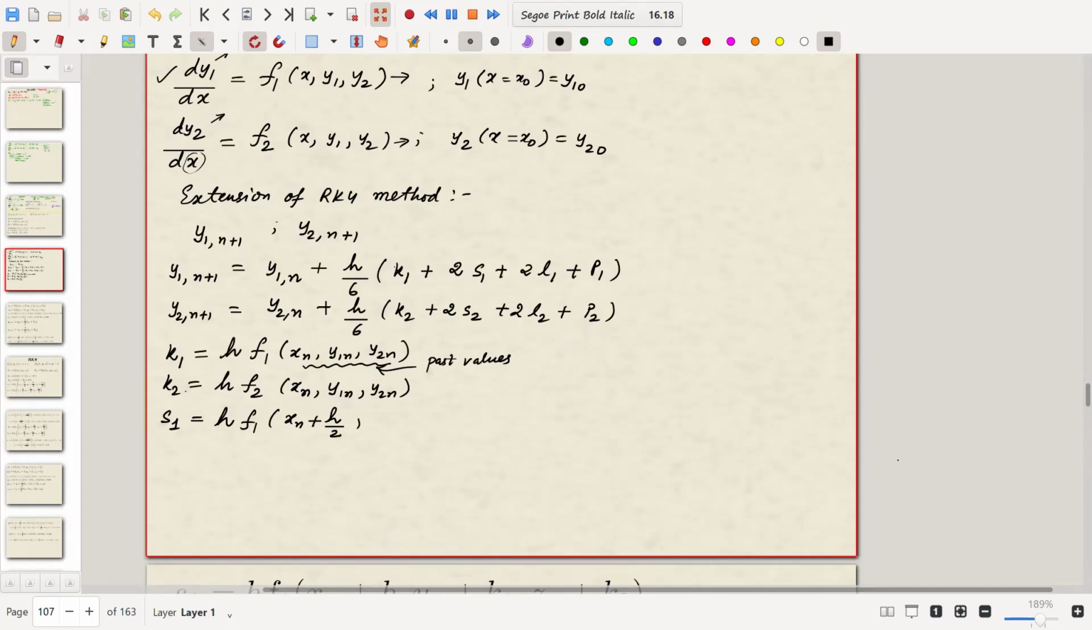So here, what should I write? Yes, y1n plus k1 by 2, then y2n plus, no, I told you, k1, s1, sorry, l1, p1. These are friends of y1. k2, s2, l2, p2. These are friends of y2. So therefore, if you are writing y1n plus k1 by 2, then for y2n, what should you write? Yes. So you just have to understand the pattern. Rest follows. Okay.